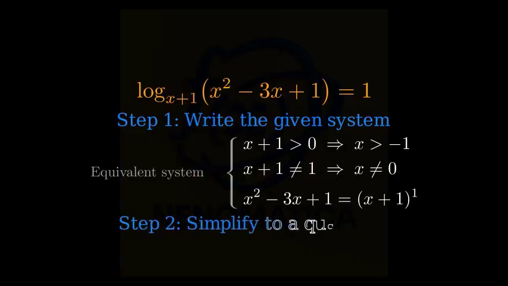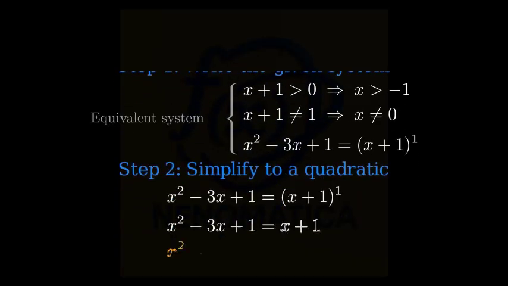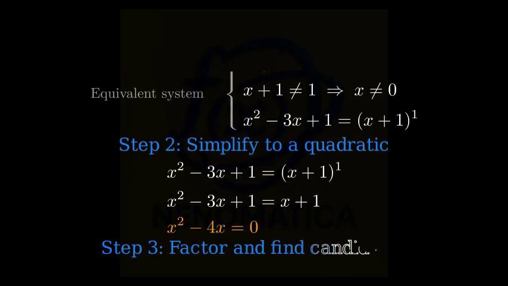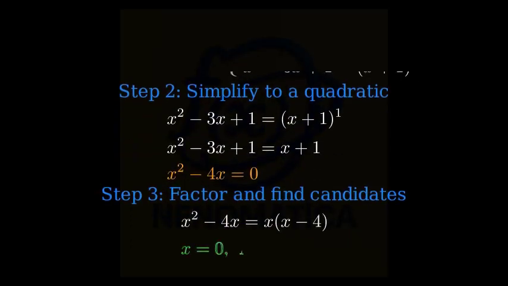Step 2. Simplify the equation part of the system. The quantity x plus 1 to the power 1 equals x plus 1. Move all terms to the left to obtain a quadratic. Step 3. Solve the quadratic equation. Factor out x to get x times x minus 4 equals 0. Therefore, the candidate solutions are x equals 0 and x equals 4.